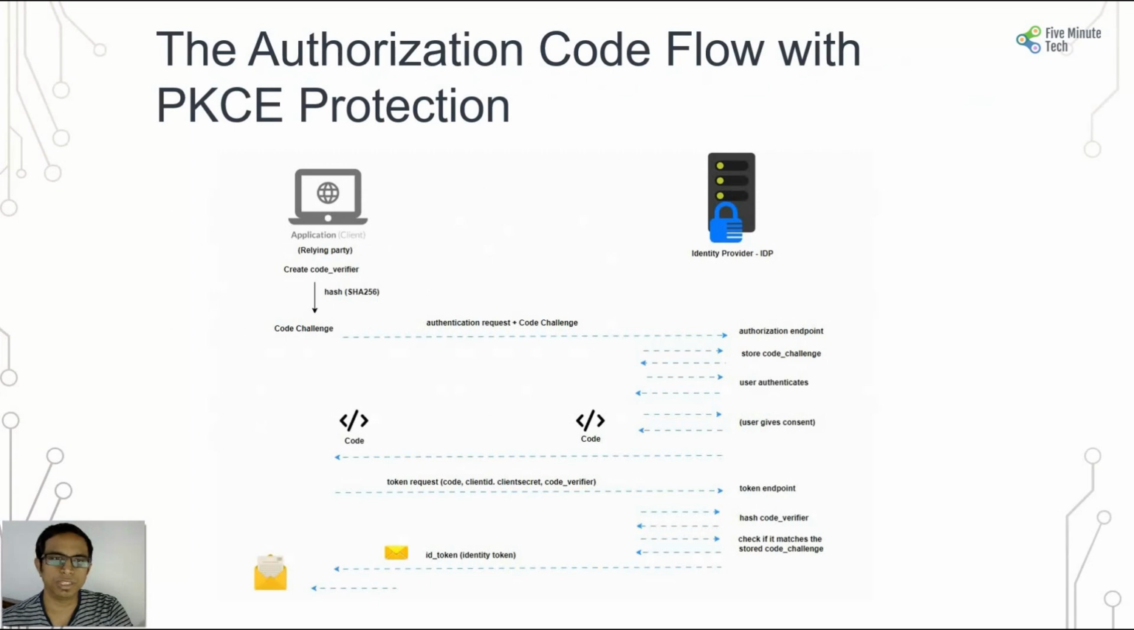Now this is the authorization code flow with the PKCE protection. Here, the relying party creates a code verifier and a SHA-256 hashed code challenge, and passes the authentication request with that code challenge to the authorization endpoint. Now the code challenge is stored and the user is authenticated, and the user gives the consent that this is all me, and the code is passed to the client. The token request is then created by the client with the code, client ID, client secret, and code verifier, and passed on to the token endpoint. Now the code verifier is hashed and it is checked if it matches the stored code challenge, and then the identity token is passed back to the user or the application and stored in a cookie. So this is the PKCE protection which we are talking about through a code challenge.